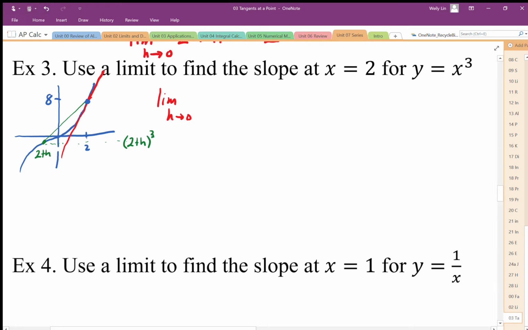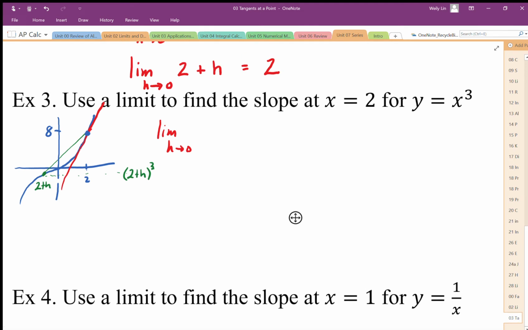Okay, so what does this look like? So y1 minus y2. So y1 is going to be my 2 plus h cubed, minus y2. Well, I know the coordinate is going to be 8. That's all going to be over h, and I'm going to let that h go to 0.